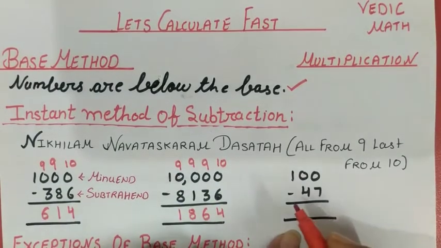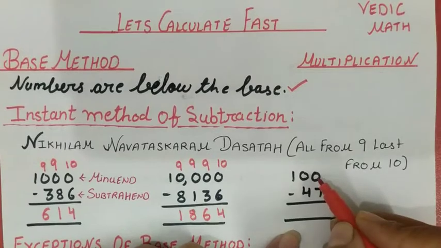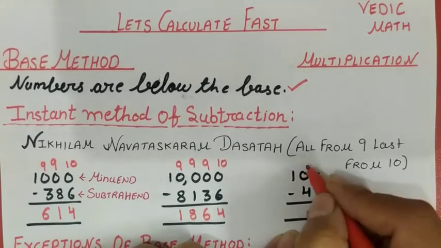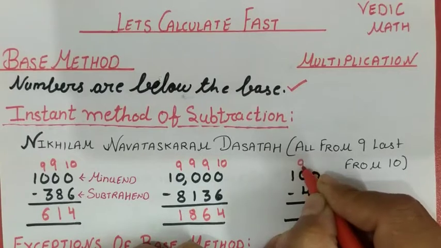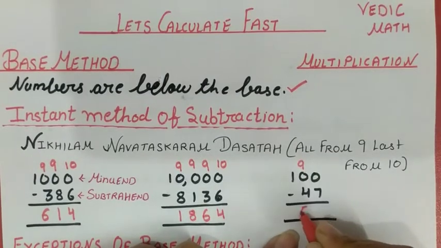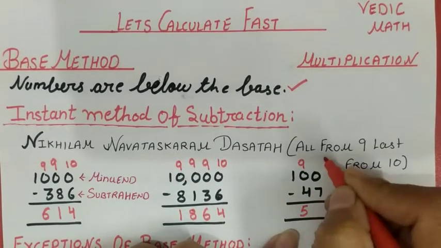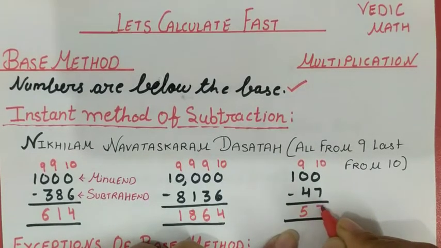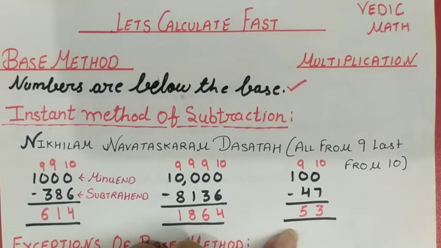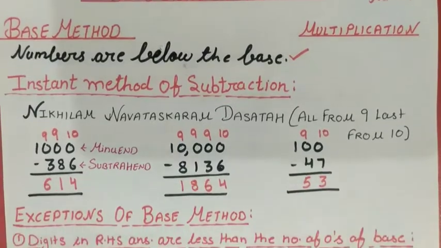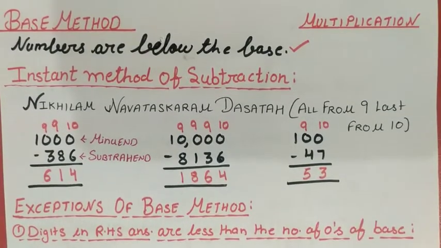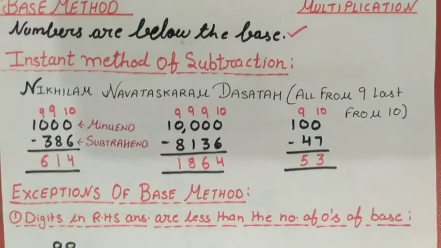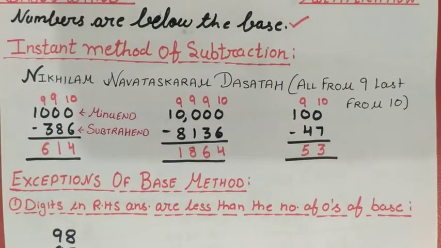Now let us take our last example. Here also the minuend is a base number, so this sutra is applicable. Start all from 9. 9 minus 4, 5. Reaching the last number, last from 10. 10 minus 7, 3. Right, see how quick and easy it is to apply this instant method of subtraction. And we are going to use this method throughout in our base method.